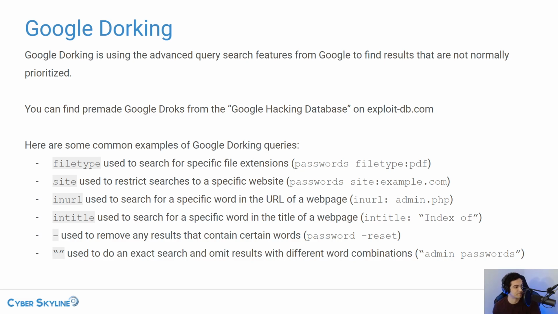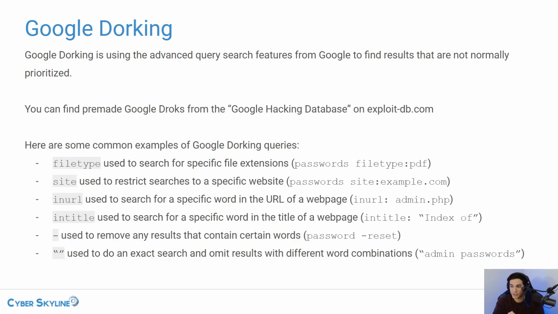You can also use the minus sign, and I know this is a little bit confusing because the minus is also the bullet point here. But if you want to omit any specific words from your search results, you can use the minus. So let's just say you're searching for password information online. You can do password -reset, because maybe you're not interested in password reset pages. You want to find actual passwords. You could do the minus reset to remove those results from your search.